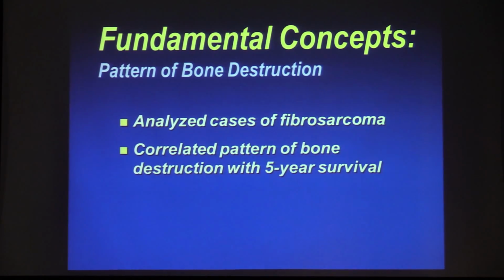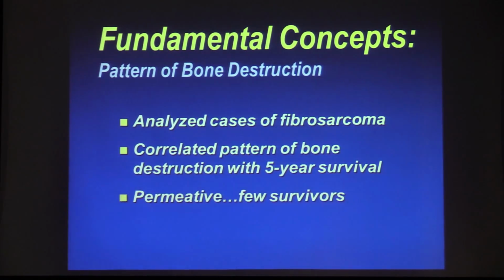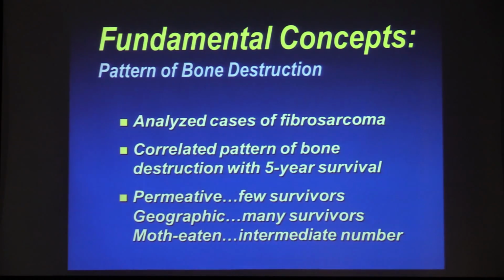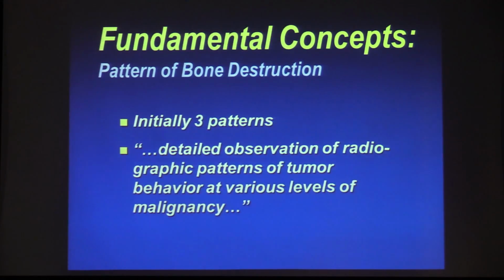And he had these basic 3 patterns that he looked at, and when he analyzed these fibrous sarcomas, he noticed that when he correlated the pattern of bone destruction with the 5-year prognosis of the patient, those that had a permeative pattern of bone destruction had few survivors at 5 years. Those with a geographic pattern had many survivors at 5 years, and those with a moth-eaten appearance had an intermediate number of survivors between those 2 extremes. And hence he had these 3 basic patterns of bone destruction.